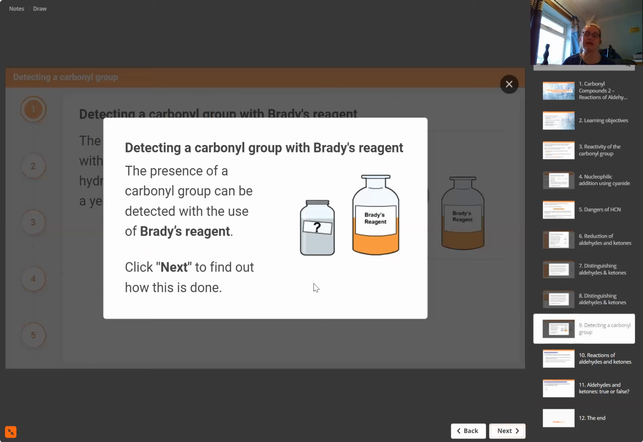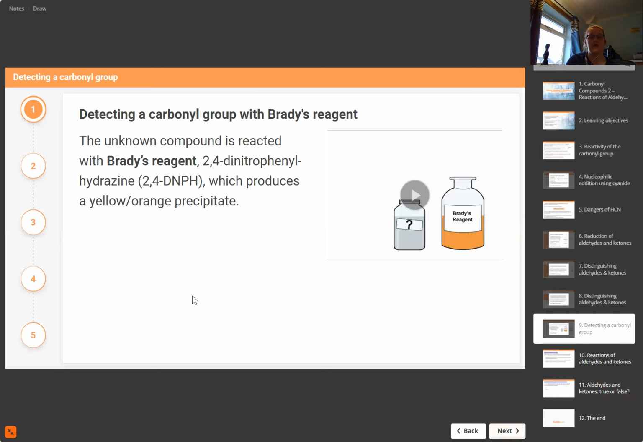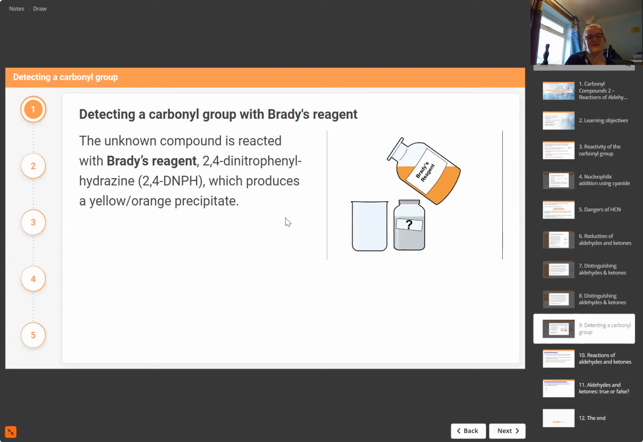So rather than detecting if something's an aldehyde or a ketone, we might actually just want to know if something's got a carbonyl group in it. If we want to just know if a solution has the presence of a carbonyl group, we can use Brady's reagent. So if we've got an unknown compound and we want to know if it's got a carbonyl group in it, we can react it with Brady's reagent. Brady's reagent is 2,4-dinitrophenylhydrazine, and it will produce a yellow-orange precipitate.